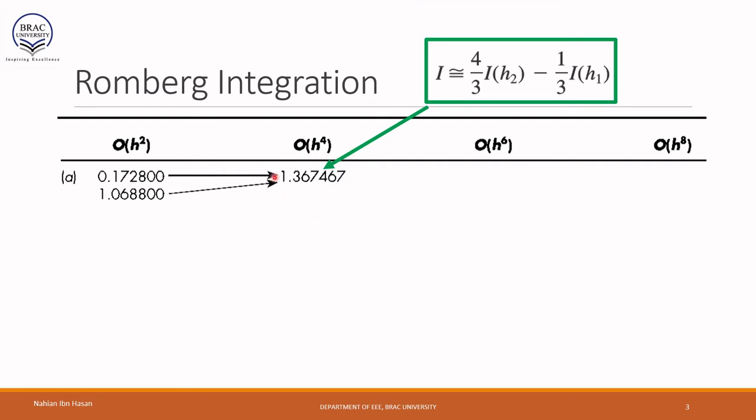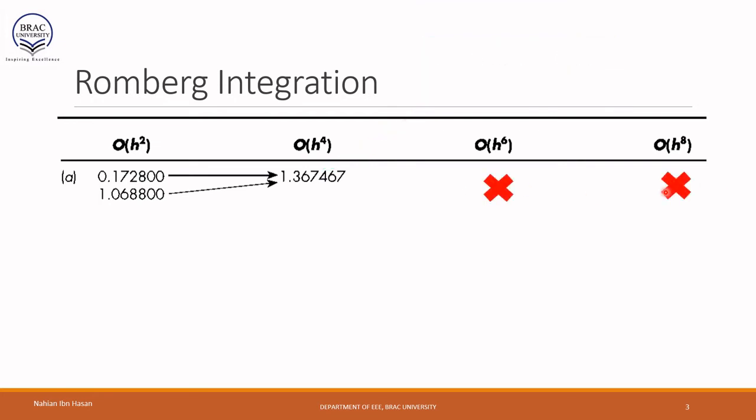Since I do not have any more values, I cannot go for the order of accuracy 6 or 8, so there will be no results there. Okay, so with only two preliminary results I cannot go for order of accuracy 6 or order of accuracy 8, so I need more preliminary results.